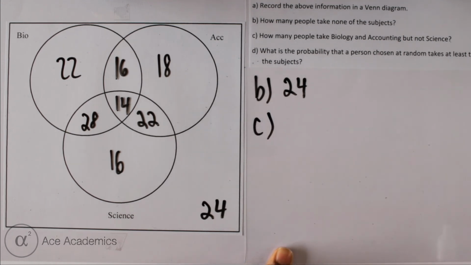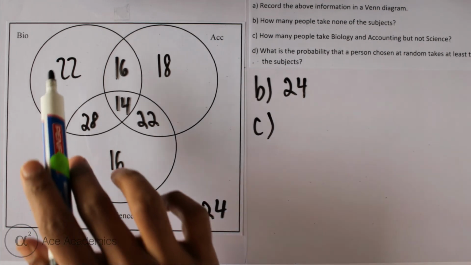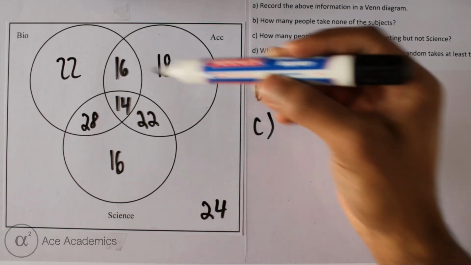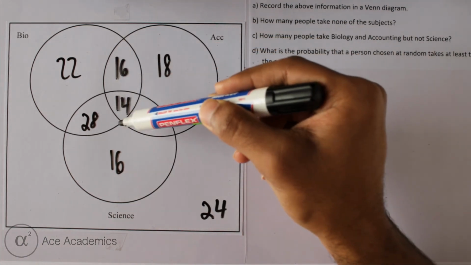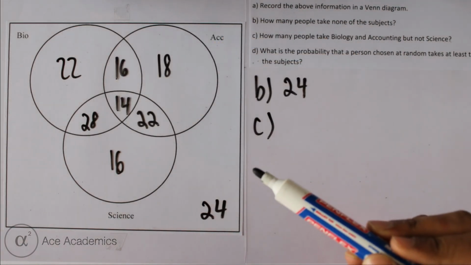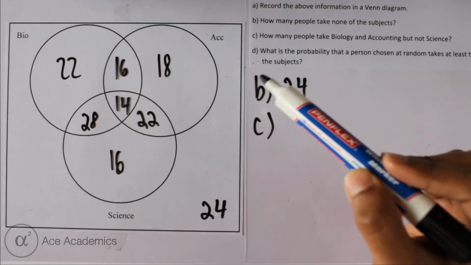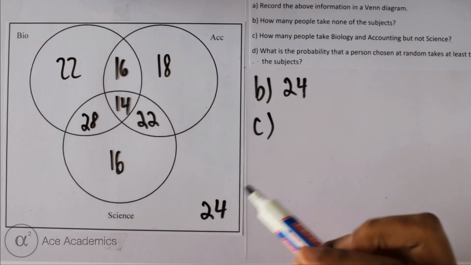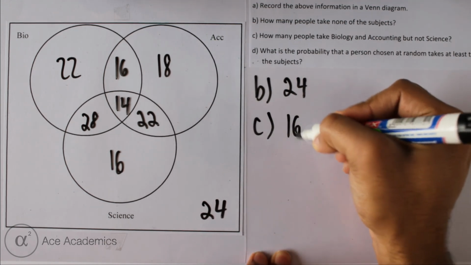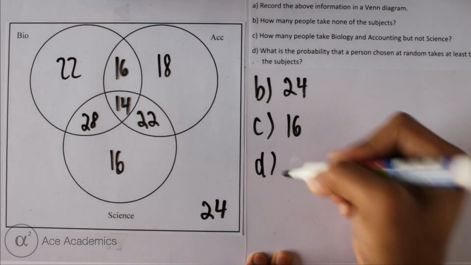C asks, how many people take biology and accounting but not science? Now, they have to take biology and accounting, so it's this wedge here, but not science. Remember, the 14 includes science. So the number of people that take biology and accounting but not science is simply 16.